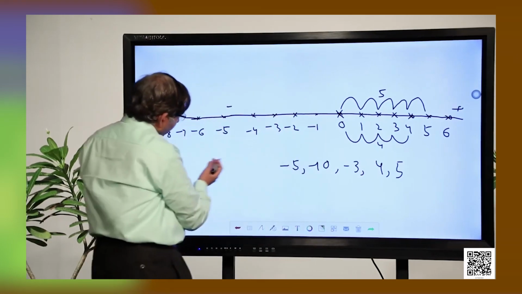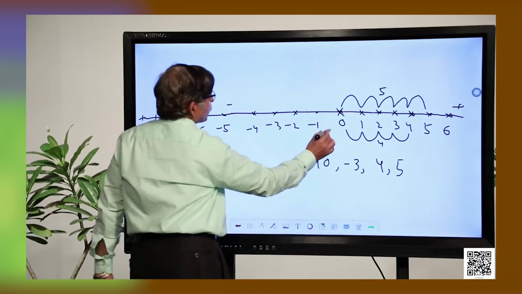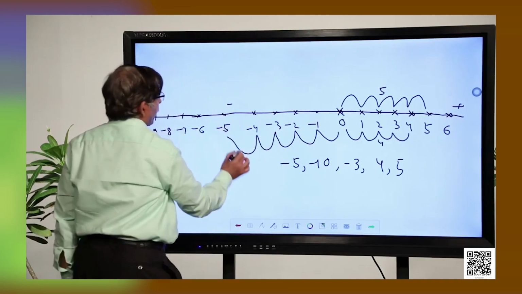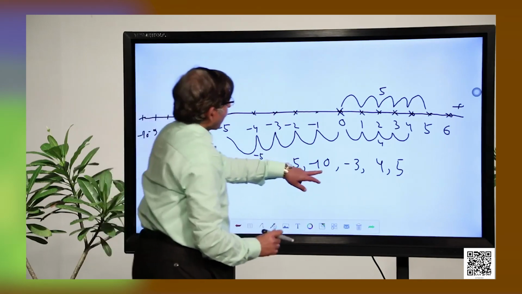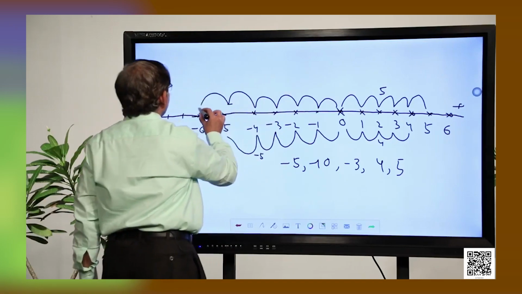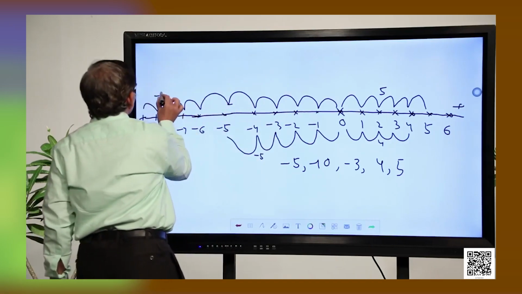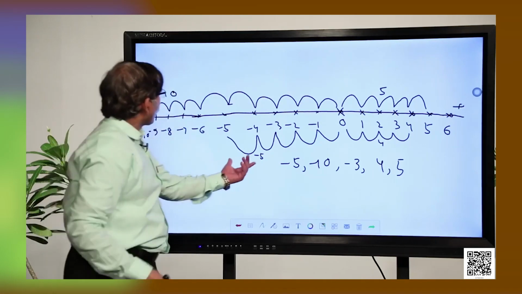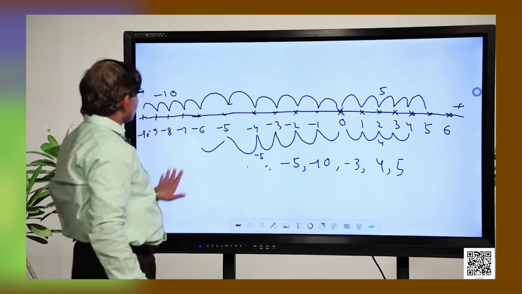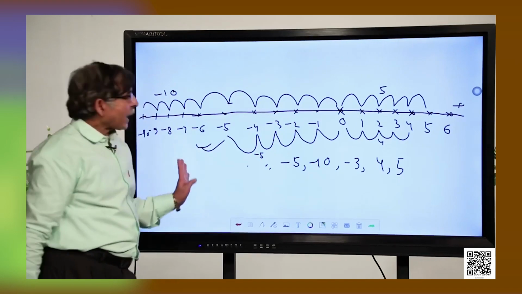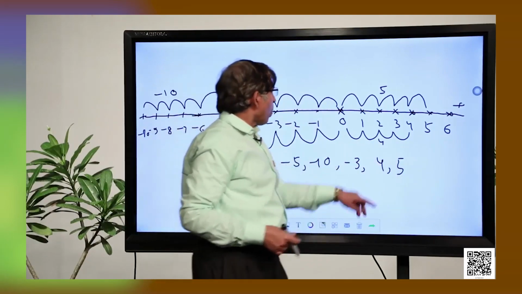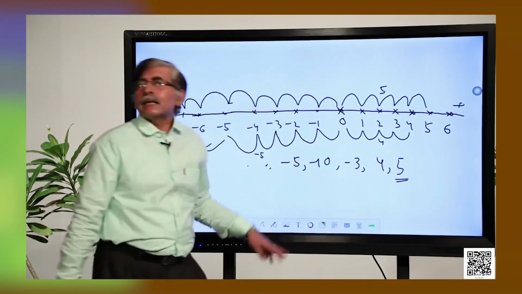Now we come to the left-hand side. Here 1, 2, 3, 4, 5. So this is our minus 5, and minus 10 will be like this. We can count 1, 2, 3, 4, 5, 6, 7, 8, 9, 10. So this side is minus 10, or since you have already come up to minus 5 here, from here only you can start minus 6, minus 7. Like this also you can do it, and we can see which number is on the right, that number we can say is the greatest number.